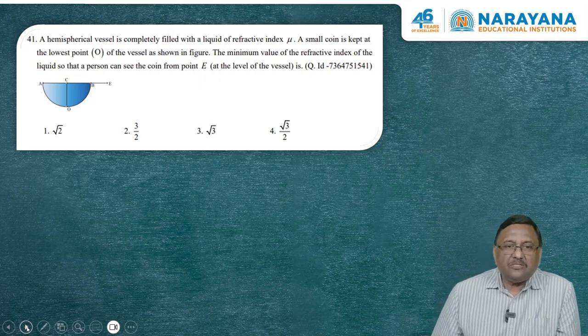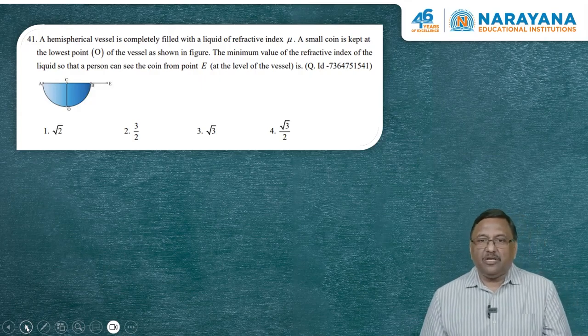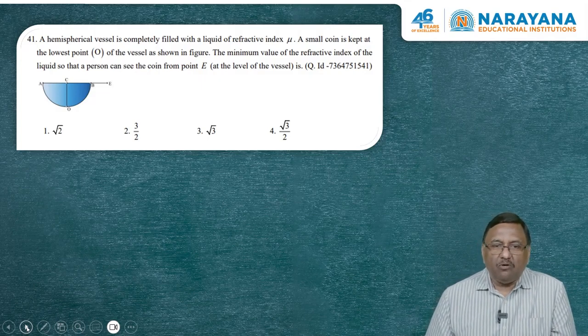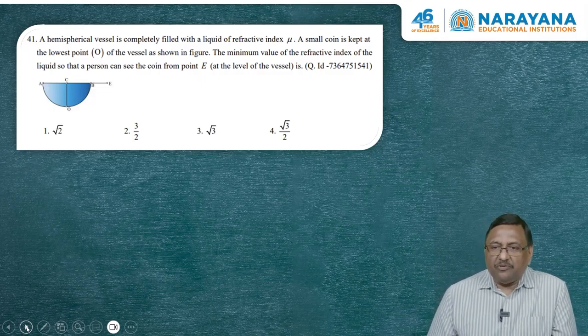Here we are saying a hemispherical vessel is completely filled with a liquid of refractive index mu. A small coin is kept at the lowest point O of the vessel as shown in the figure. Got it? The minimum value of refractive index of the liquid so that a person can see the coin from the point E, what he is saying.